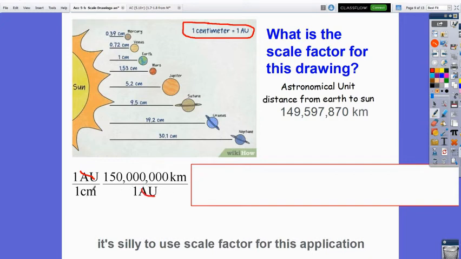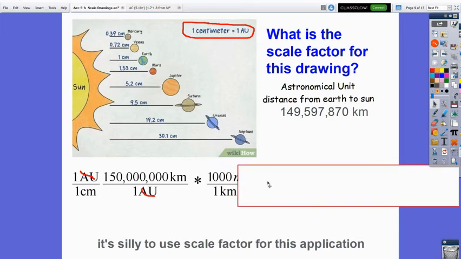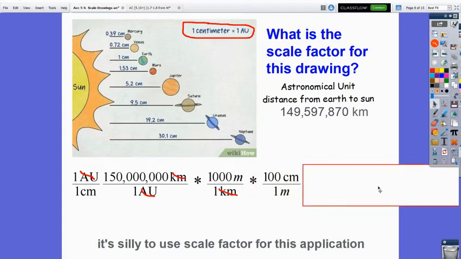Now I need to get from kilometers to centimeters. I'm not going to go directly. I'll go to meters first. And I know that there are 1,000 meters in 1 kilometer. So that's a conversion factor to get rid of kilometers. And then there are 100 centimeters in a meter. So that's my last conversion here. Meters cancels out with meters. And conveniently now, centimeters here cancels out with centimeters over here.